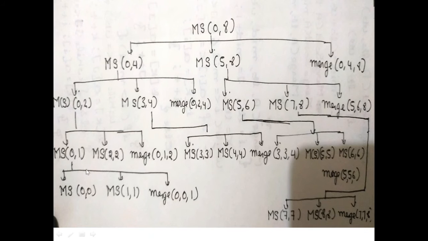This will again call two recursive calls and one merge call. First is the lower bound and upper bound as 0. Second one is lower bound and upper bound as 1. And the merge function, that is 0, lower bound, mid, and upper bound.